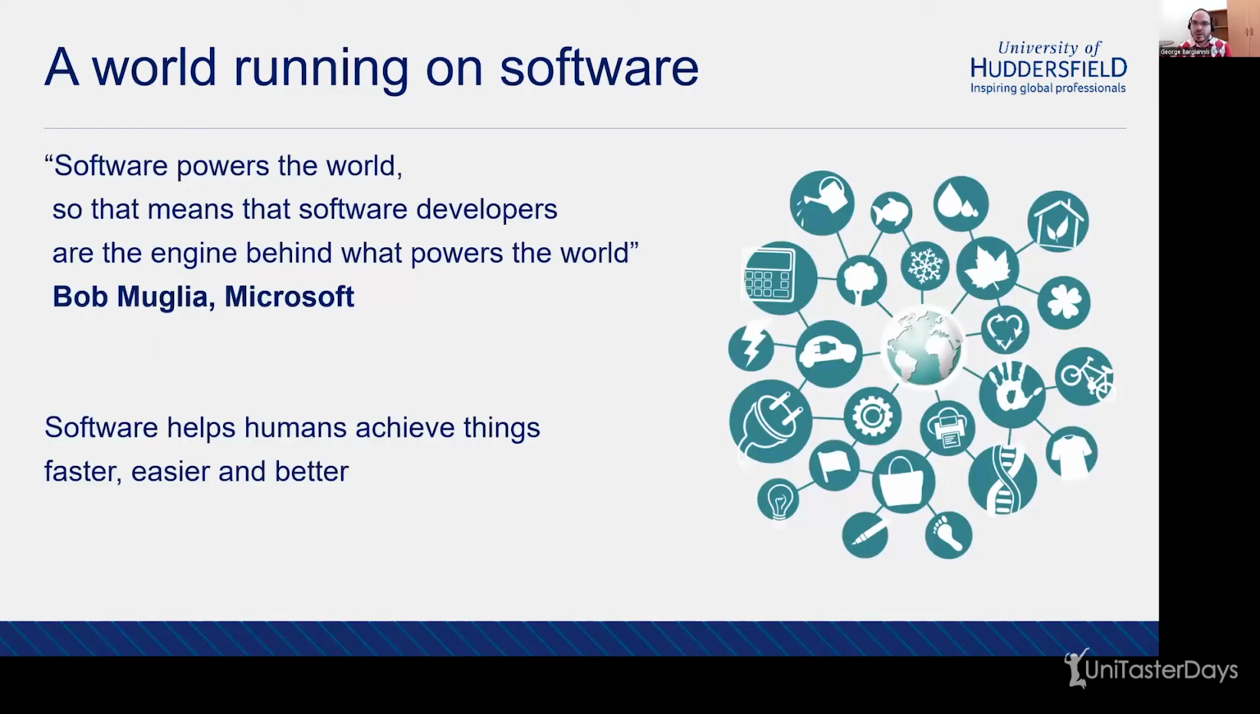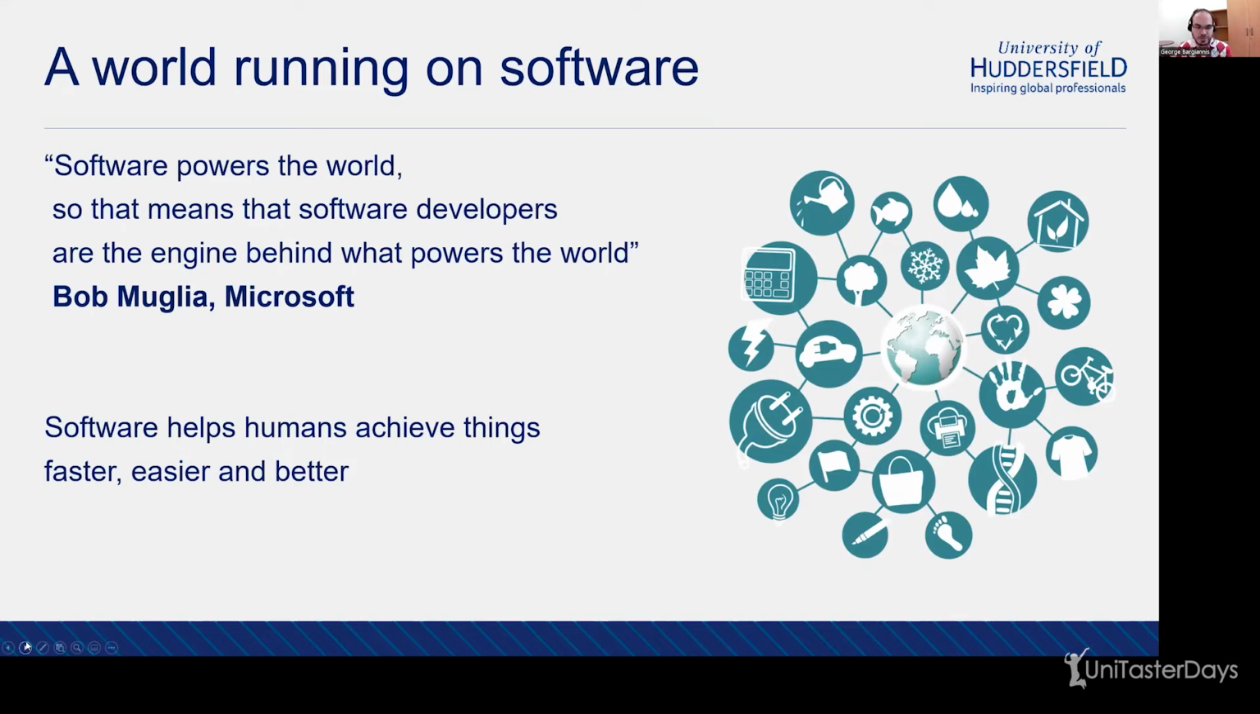Ian Somerville described a world that is running on software, a world that operates with software in every step of the way. Another quote that I really like from Bob Muglia in Microsoft is, software powers the world. So that means that software developers are the engine behind what powers the world. And that couldn't be more true. Without software engineers, a lot of things that we are doing nowadays in our everyday lives would not be possible. So all in all, what software does and what software engineers help us with is they help us achieve things faster, easier, and better. So by becoming a software engineer, you're becoming part of that change, part of that engine that powers the world.